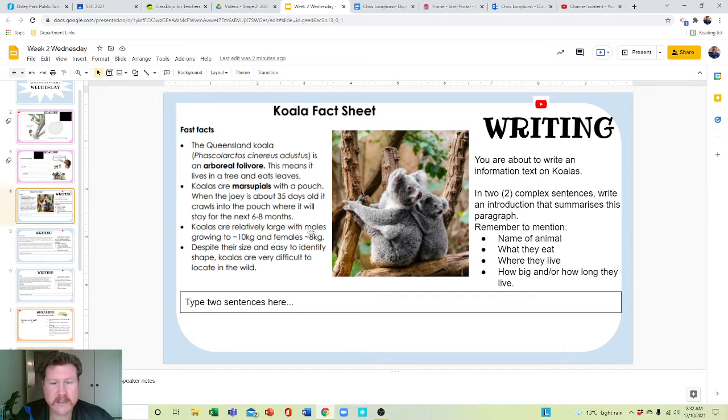Koalas are relatively large, with males growing to 10 kilograms and females 8 kilograms. Despite their size and easy to identify shape, koalas are very difficult to locate in the wild. So you would take that information and you would write your 2 introduction sentences here. So reword it, rejig it.